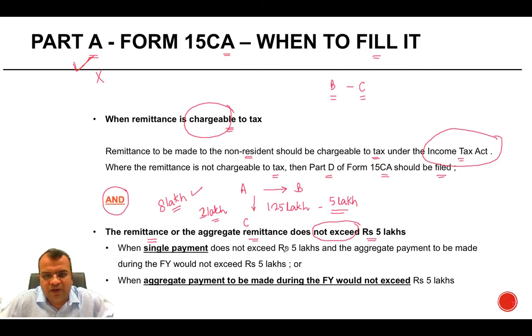When a single payment does not exceed 5 lakh, which is the case in both these payments here, this is 2, this is 1.25, and the aggregate payment to be made during the financial year would not exceed rupees 5 lakh. In this case it did not exceed 5 lakh, in this case it did. So here you can opt for Part A. Or where the aggregate payment to be made during the financial year does not exceed 5 lakh. In these cases you can fill in Part A of Form 15CA.